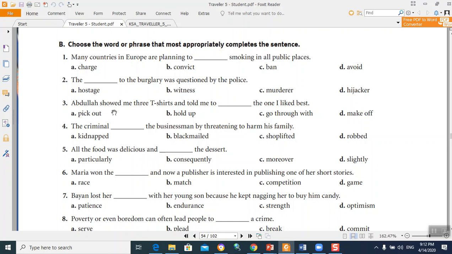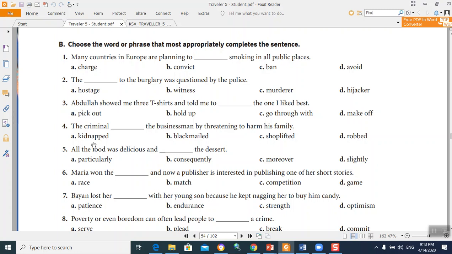Okay, number 3. Abdullah showed me 3 t-shirts and told me to pick out the one I liked best. So the options are: pick out, hold up, go through with, make off. So your choice? Your answer should be, told me to pick out. Pick out means choose. Okay, so you choose the one you like. So the answer is A.